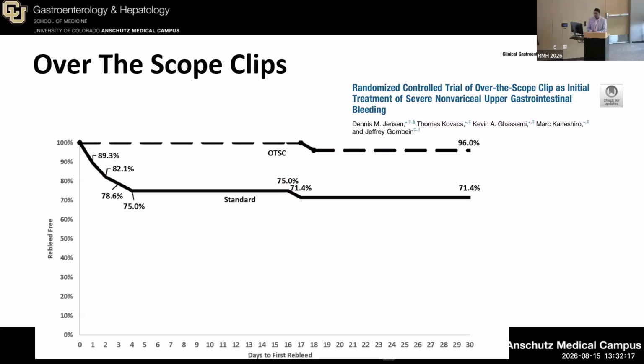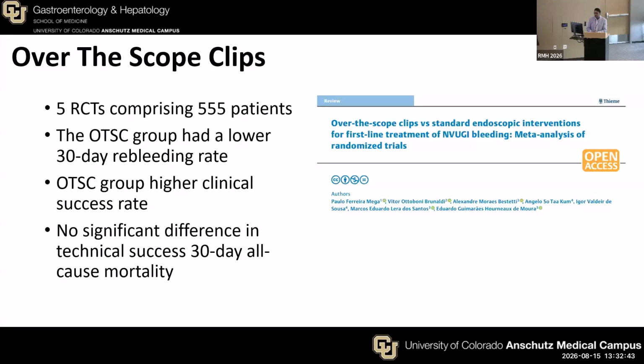But the question then really is, do we use it as first-line therapy? This is randomized control level 1 data showing that you can use over the scope clips as a first-line therapy, and the chances of rebleeding are much less. So the cost is much better, because with the risk of rebleeding, the patient comes back to the hospital needing another transfusion and endoscopy, and resource utilization is much higher. So you're actually doing a better job at cost by using an over-the-scope clip upfront for a non-variceal upper GI bleeding.